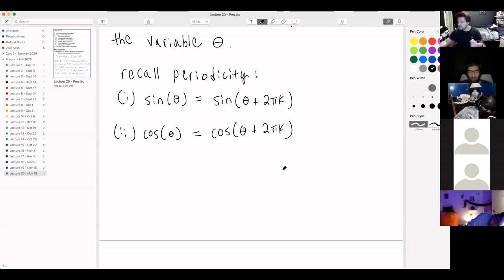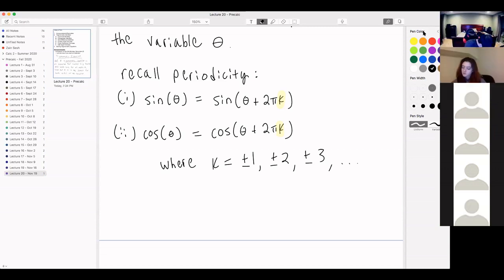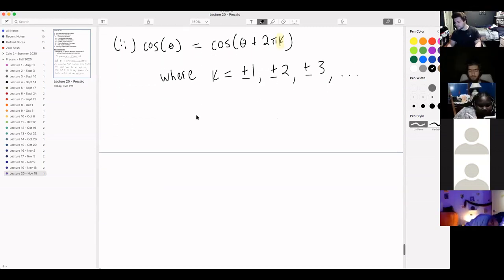Okay, so you should be asking me now, what is k? K is just going to be some integer, where k is plus or minus 1, plus or minus 2, plus or minus 3, and so on forever. It's just any integer. This follows from periodicity of cosine and sine. All right, hope that's okay. This is going to be important.